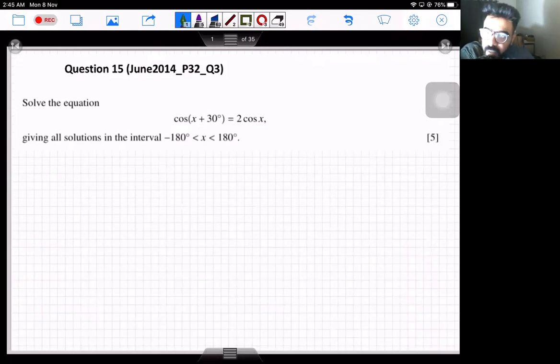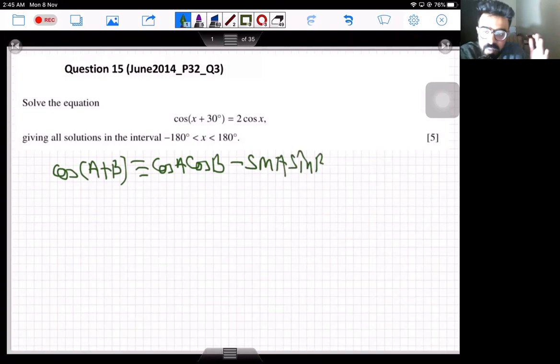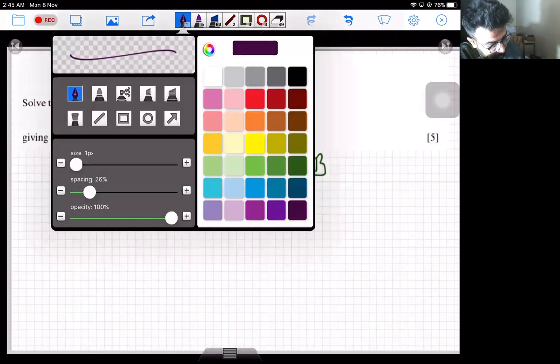First of all, we are going to use the trigonometric expansion formula for cos(a + b). We know that cos(a + b) expands to cos a cos b minus sin a sin b. These identities are given in your formula sheet, but it's always recommended to learn them by heart and do a significant amount of practice so that you don't need to see the formula sheet. All right, so expand this.